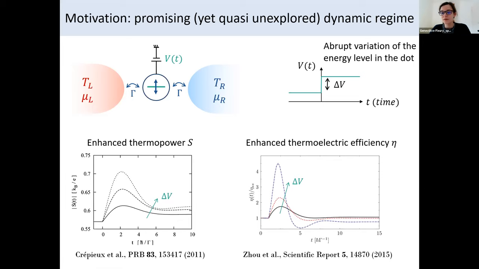So it looks promising. It seems there is hope for enhanced thermoelectric devices in the dynamical regime. However, we don't really understand the origin of those results. Even the meaning of the time-resolved quantities is not fully clear from a thermodynamic point of view. And of course, those results have to be confirmed for more complicated setups.